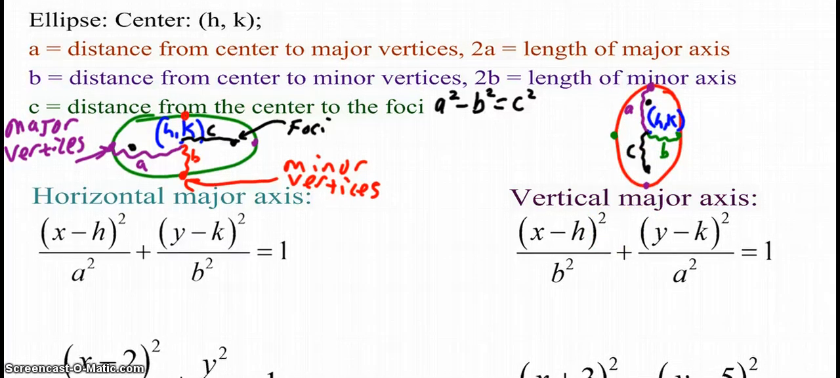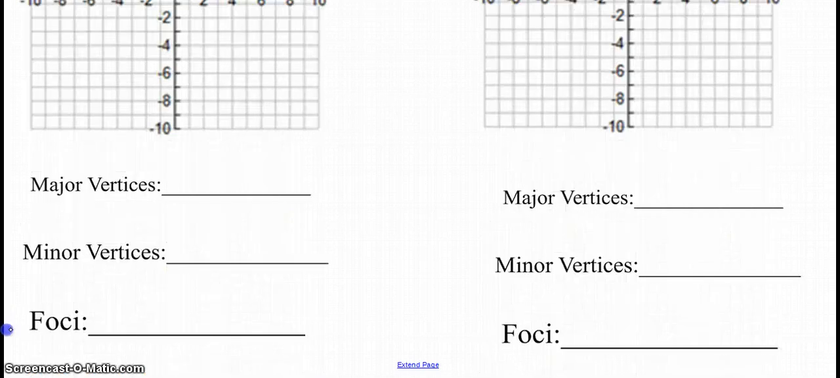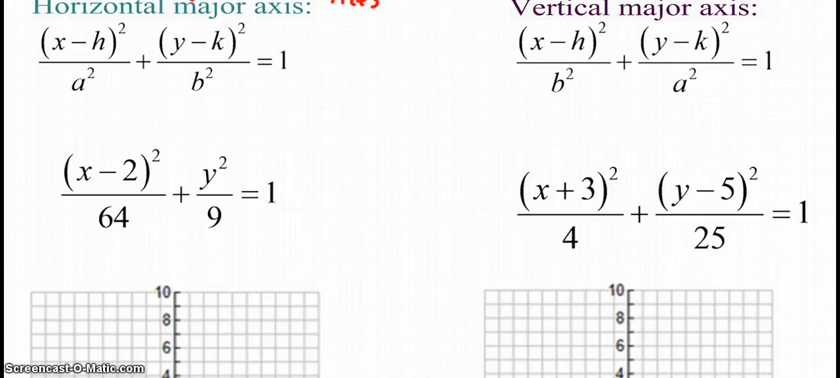Okay. So now let's do some examples. If I have (x minus 2) squared over 64 plus y squared over 9 equals 1, we want to find all this information and we want to graph this.